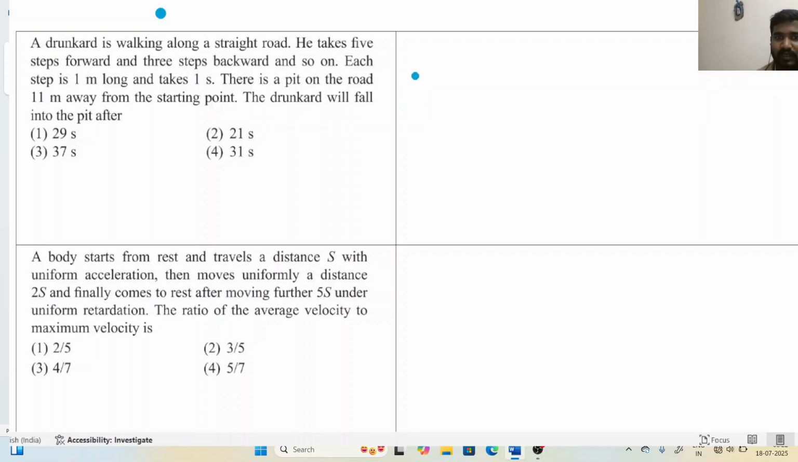Initially he starts from here. Let us take a straight road. He takes 5 steps forward and 3 steps backward. Then within 8 seconds, he travels only 2 meters of forward distance.